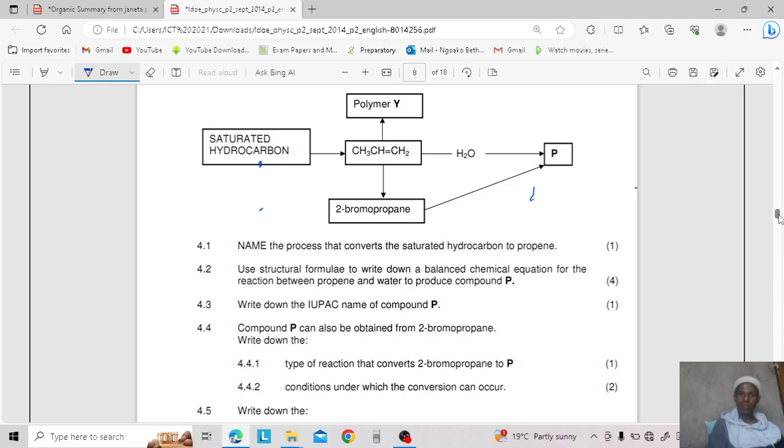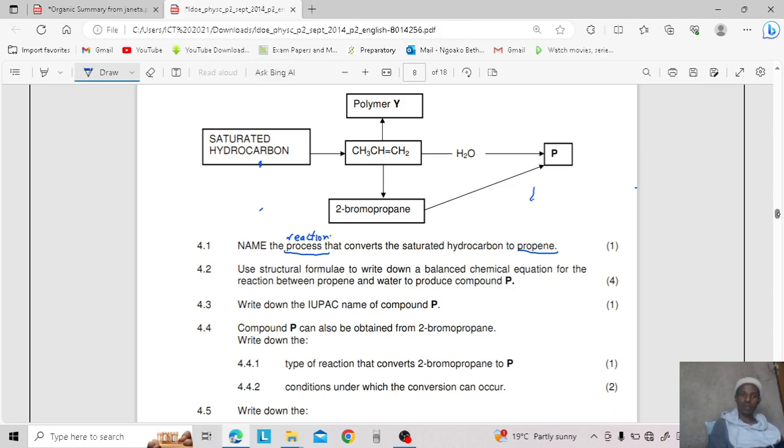Propene, because of 3 carbons. Let's just read the question and then we'll get back to the structure. Let's analyze the structure and then we'll get back to the questions. So name the process that converts the saturated hydrocarbons to propene. So this process, in fact, they must say a reaction. A reaction is a process that converts saturated hydrocarbons to propene.